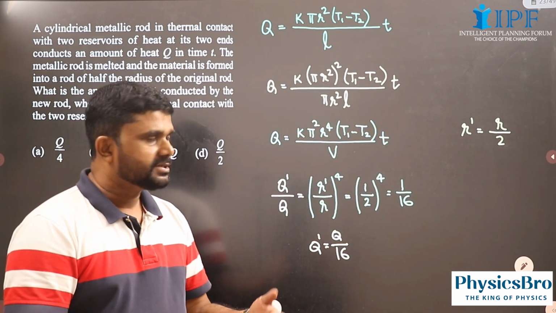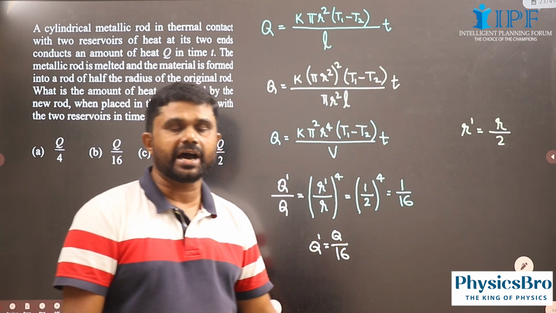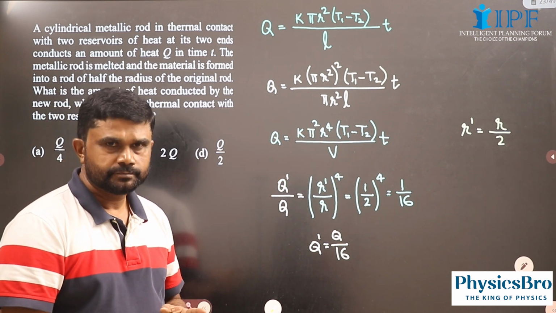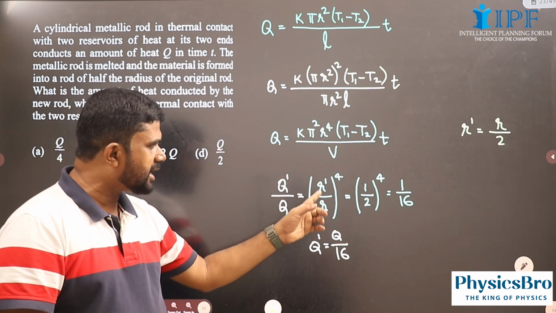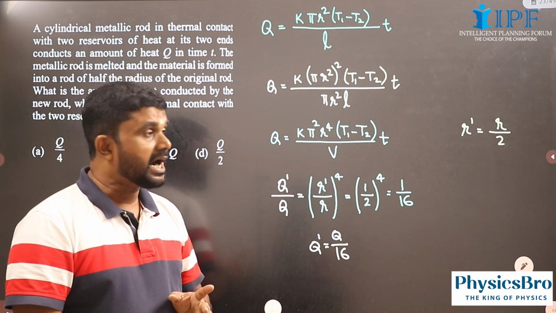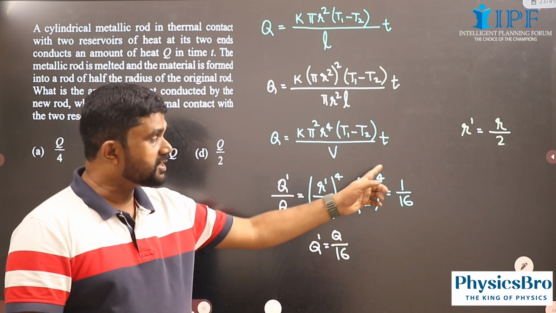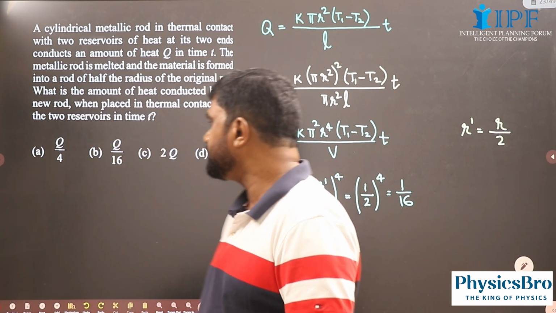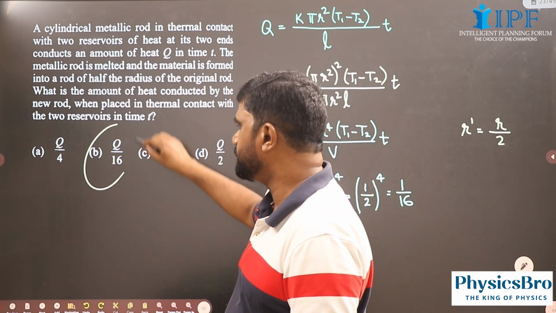In the second case, radius is reduced to half. R dash equals R by 2. Now, Q is proportional to R raised to 4. So Q dash by Q will be R dash by R whole raised to 4. R dash by R is 1 by 2, whole raised to 4, it is 1 by 16. So Q dash we will get Q by 16. So this must be the correct option.